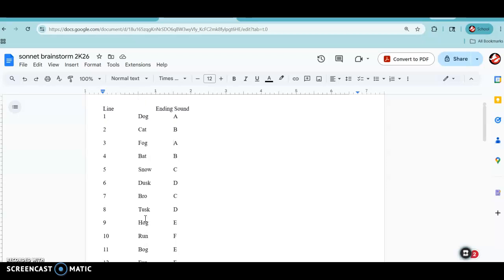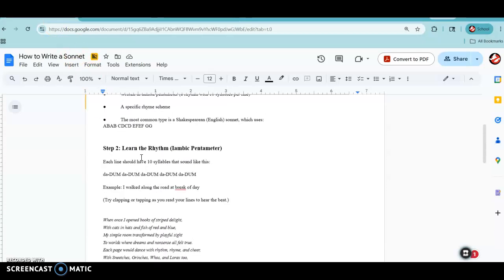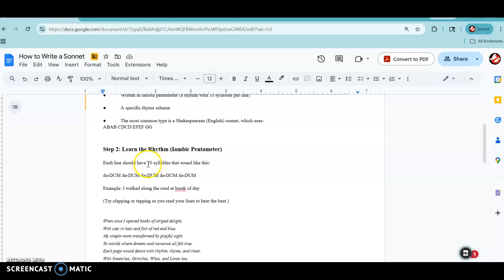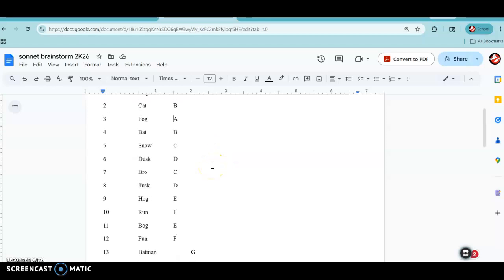So then what I did from there, I sat down and actually wrote my poem. Now, I follow what Mr. Bean said. Mr. Bean told me I don't need to worry about making sure I have 10 syllables per line. I'm not worried about that today. I'm worried about just following the rhyme scheme, making sure I have 14 lines and following that rhyme scheme. So check it out. There's my planned out rhyme scheme right there.